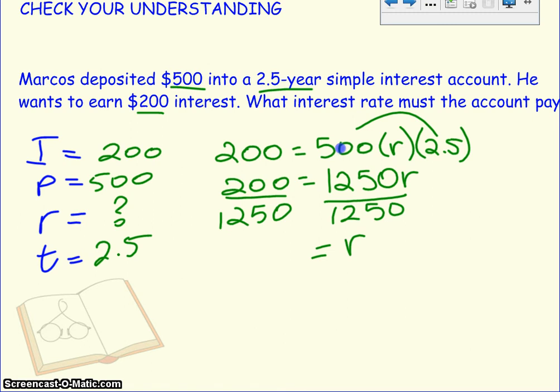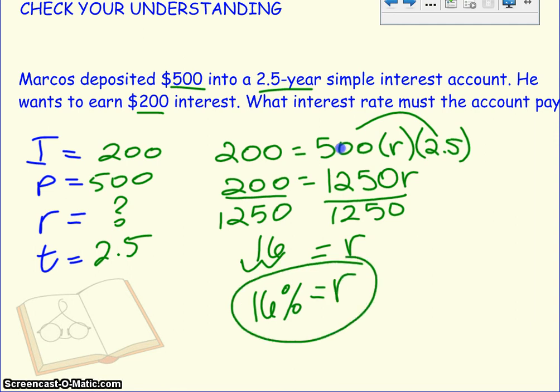And I get a rate of 0.16. Again, moving the decimal over, it would be a rate of 16% to earn $200 on $500 in a 2.5 year period. Good job.